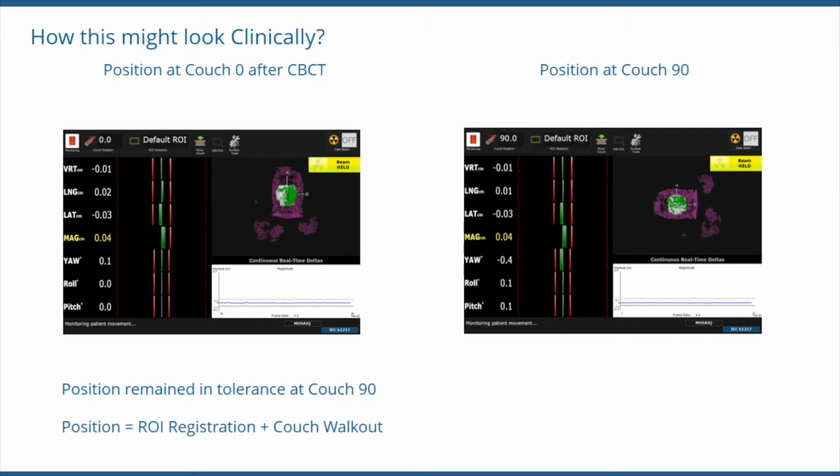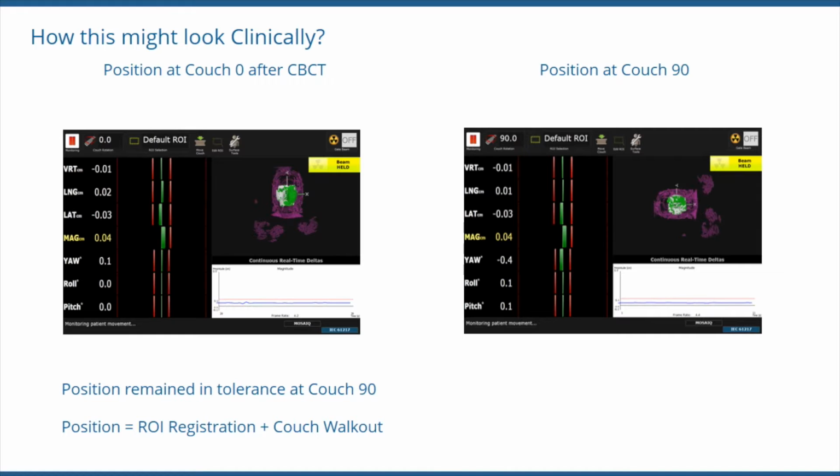So how would this look clinically? A typical ROI for SRS is shown, being careful not to include any areas of the thermoplastic mask and include areas that would be representative of the patient's position, such as the forehead and nose. After the position is corrected based on the CBCT registration, a new reference is acquired and the delta values will zero out. If the patient moves, AlignRT will show this by updating the delta values as seen on the left hand side.